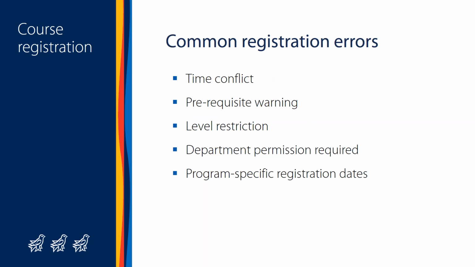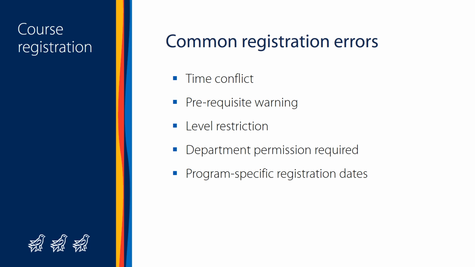Some registration errors might come up. Time conflict means that you're trying to register for a course during a time when you've already committed yourself to a section of something else, so it won't let you do that. Prerequisite warning is just that. It's letting you know that there's a prerequisite for this class, and don't take this class unless you have the prerequisite for it.